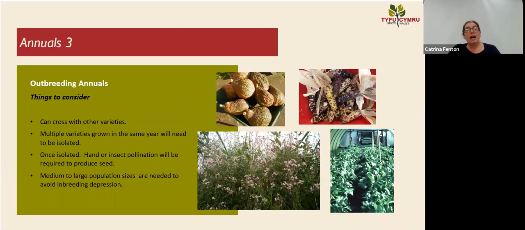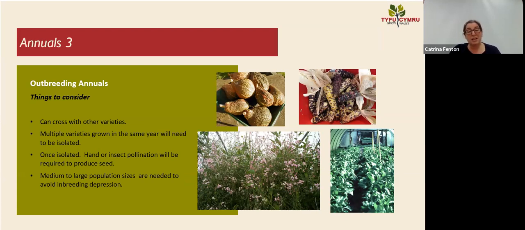Third group are outbreeding annuals, and we're talking here crops such as radish, cucurbits, so squashes, melon, cucumber, and some of the wind pollinated crops like sweet corn or spinach, which we've got there on the bottom right hand side. So flower structures for these outbreeding annuals, well, they're either going to be perfect flowers, but they are self-incompatible.